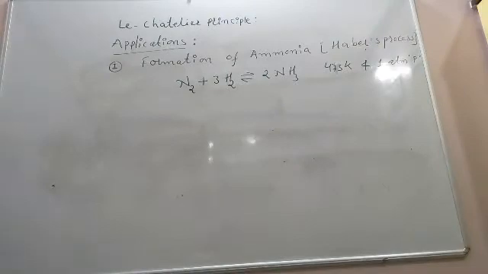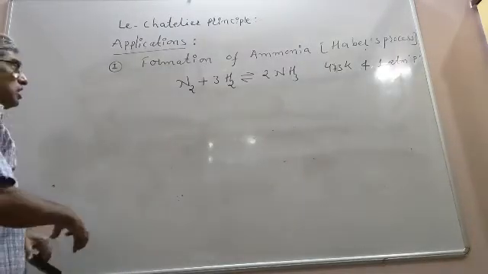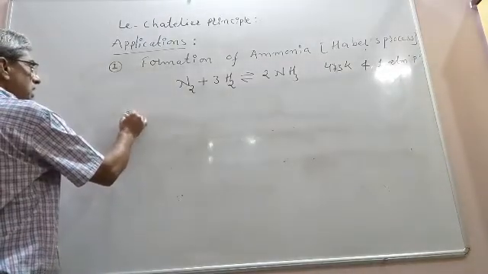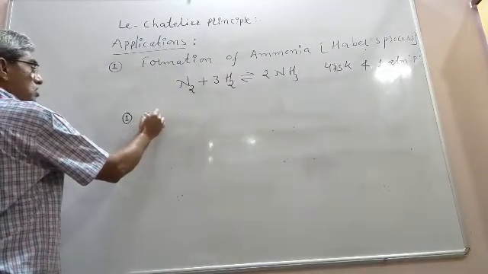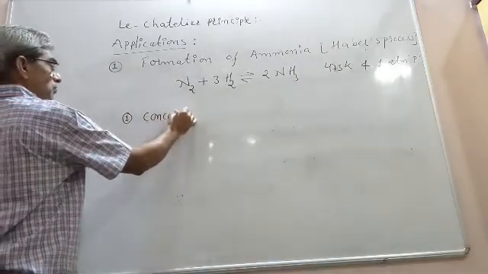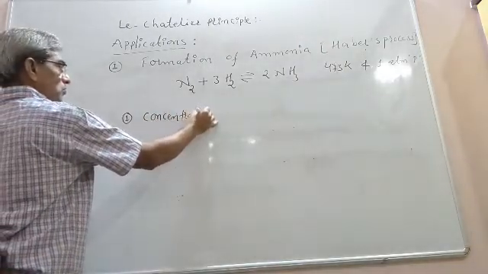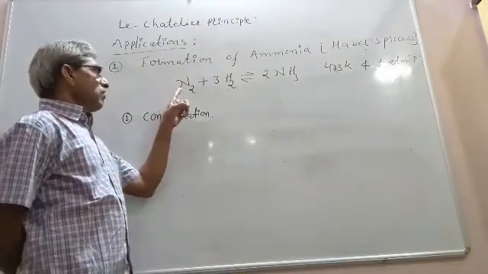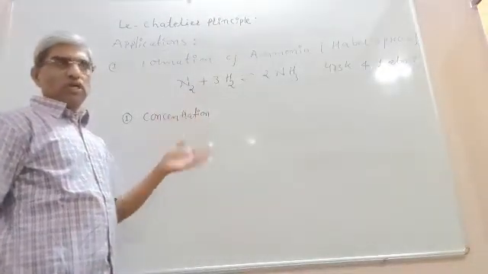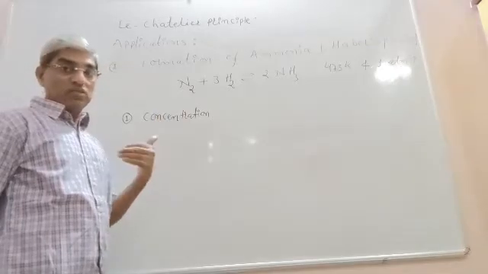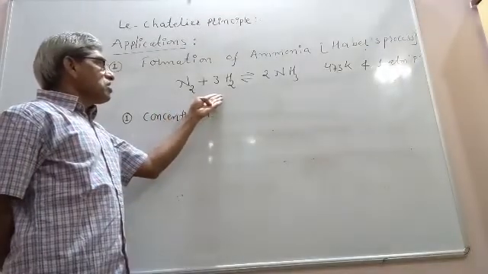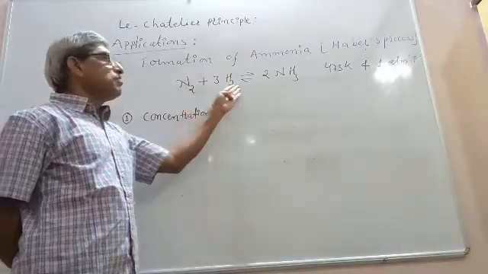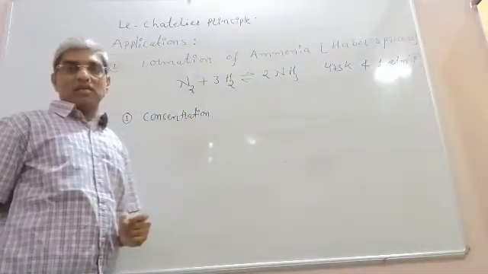Then how is ammonia formed in good yield in quick time? This principle is useful. If we consider the first factor, concentration: if the concentration of N2 or H2, nitrogen or hydrogen, increases, then as we know, an increase in concentration will shift the equilibrium towards the product side.